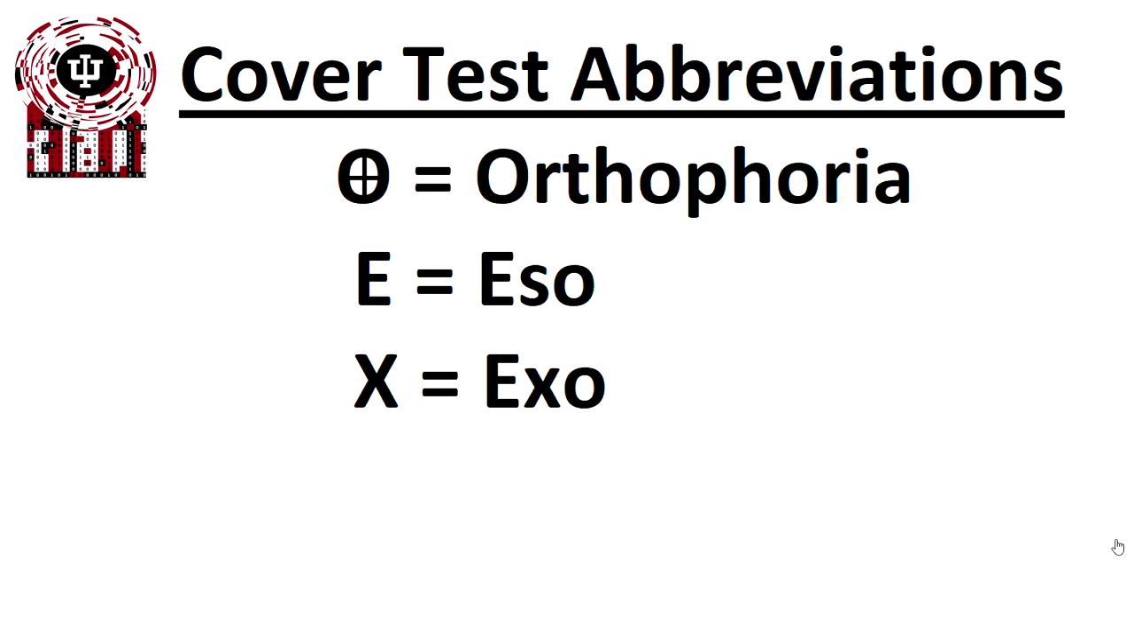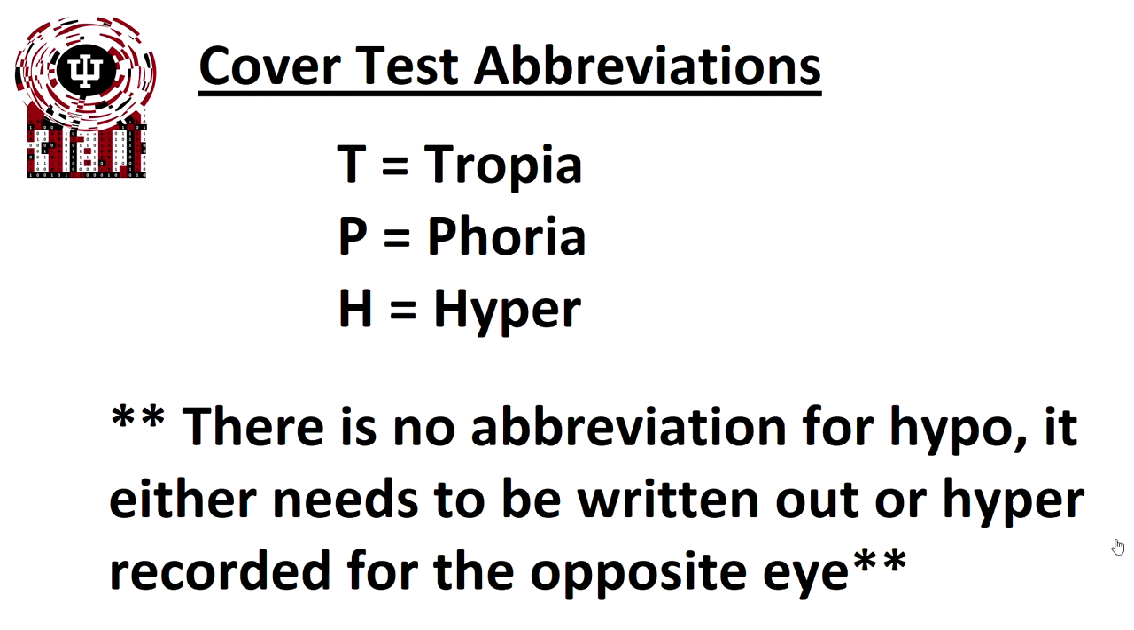Let's start out with simply the definition of direction. The O with the cross between it represents orthophoria, where the patient has no deviation vertically or horizontally. E represents eso, as in the eyes are in. X represents exo, the eyes were out. T represents tropia, P represents phoria, and H represents hypertropia.